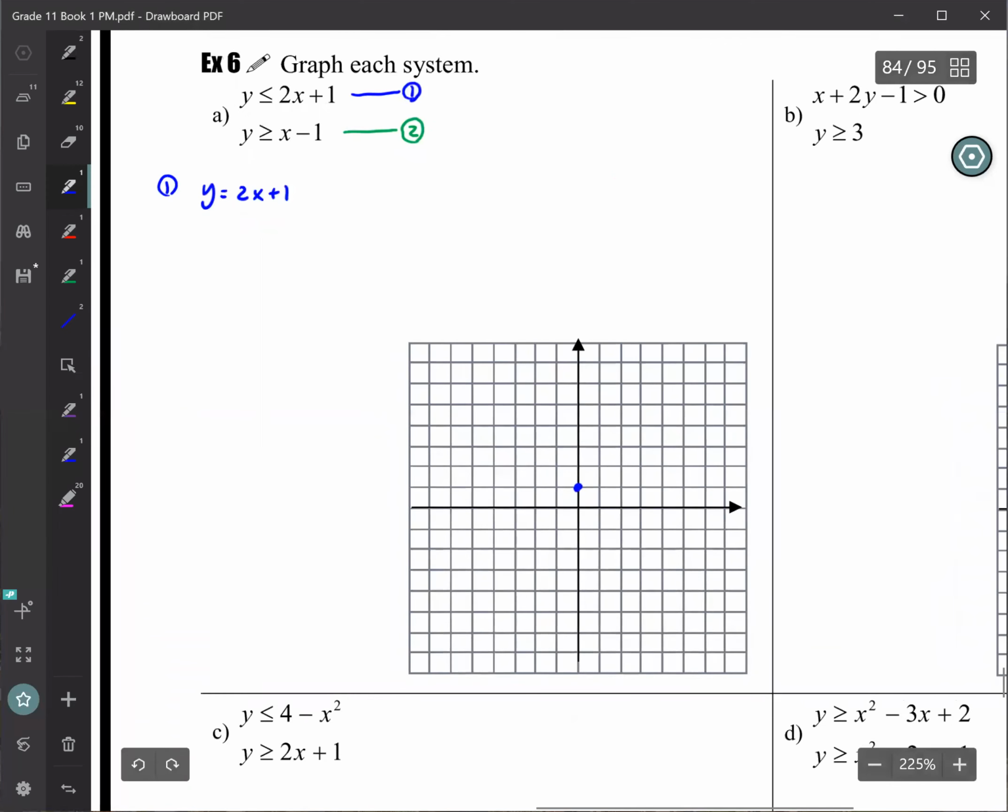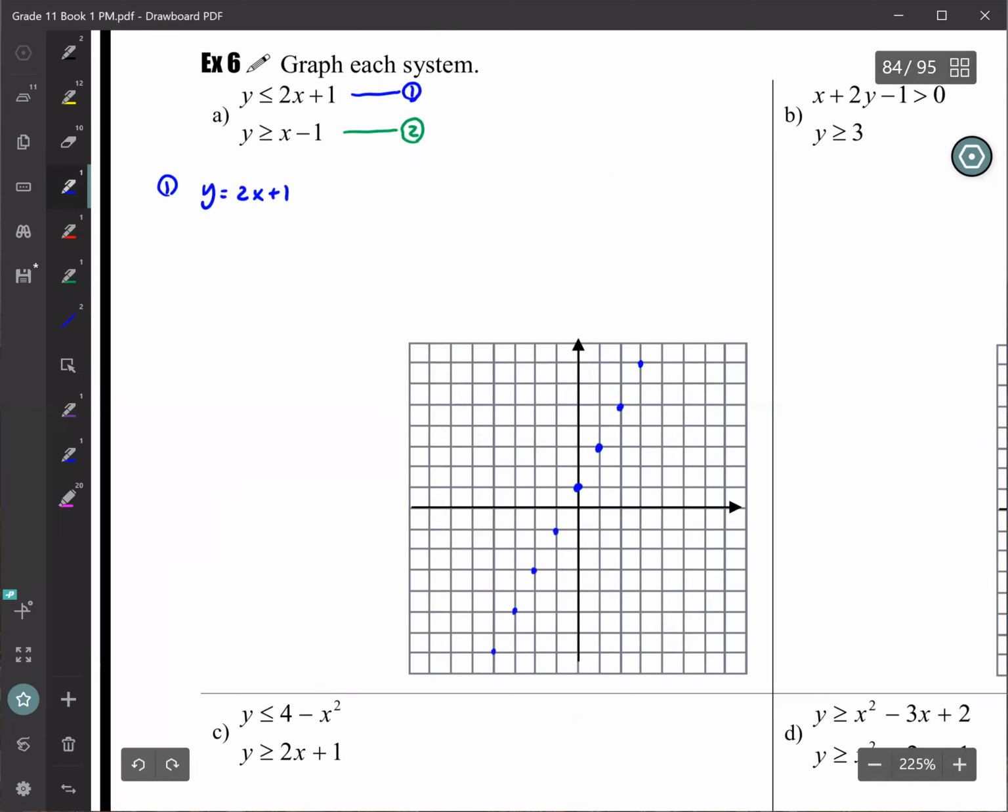Which way do we go? Tell me the details. 2 up, 1 to the right. Yeah, very good. 2 up, 1 right. Okay, or you can go down 2, left 1. So everyone, please plot this.